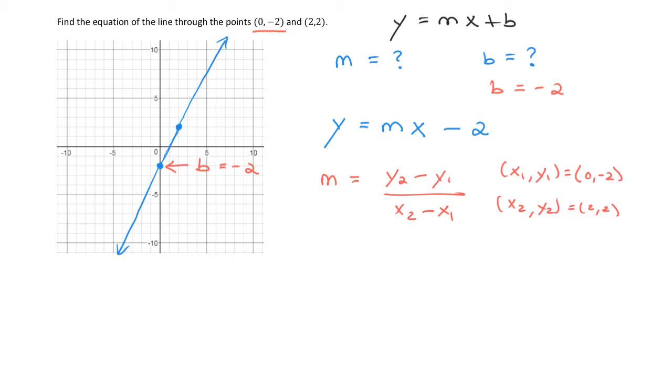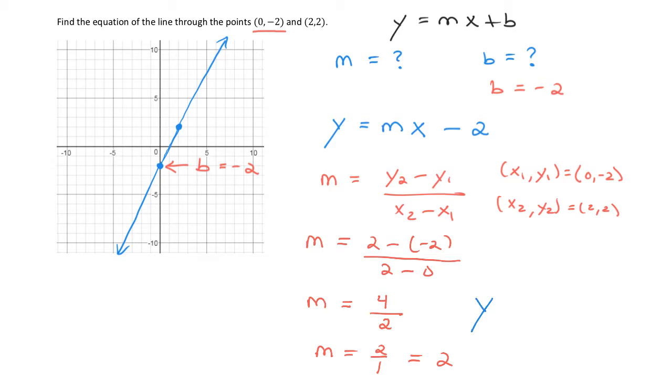To figure out the slope, I do y2 minus y1 over x2 minus x1. That's 2 minus a negative 2 over 2 minus 0. M is equal to, okay, 2 minus a minus 2 is 2 plus 2, or 4. 2 minus 0 is just 2. And this simplifies to 2 over 1, or simply 2. The slope is 2.